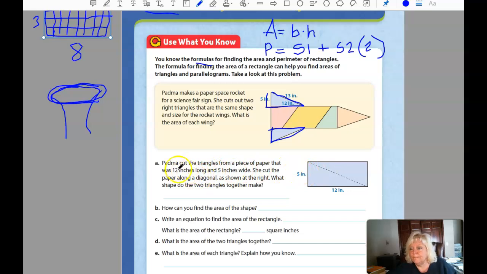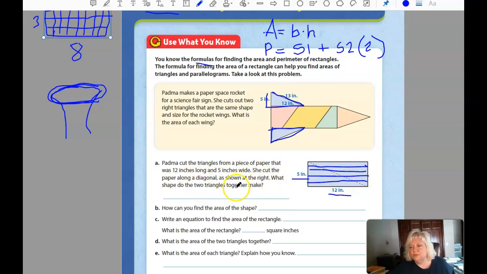So let's look down here. Padma cut the triangles from a piece of paper that was 12 inches, that's where I get this 12, and 5 inches, that's where I get that 5. Now remember what I showed you up here at the top part, that I could draw lines along there if I needed to. 1, 2, 3, and 4 makes me have 5 rows now, and I could draw 11 lines here. So she cut the paper along the diagonal as shown at the right.